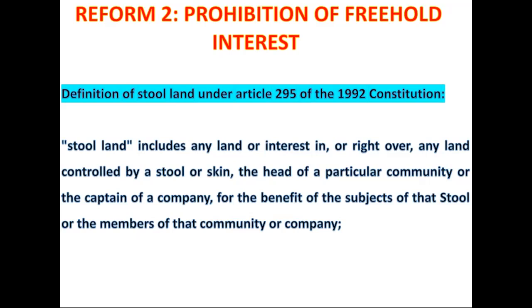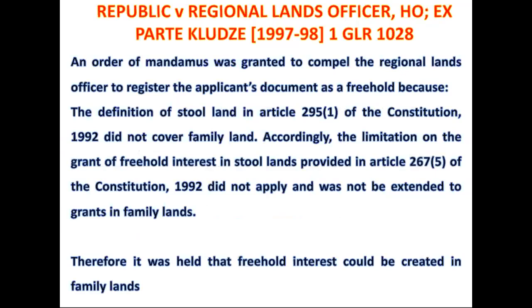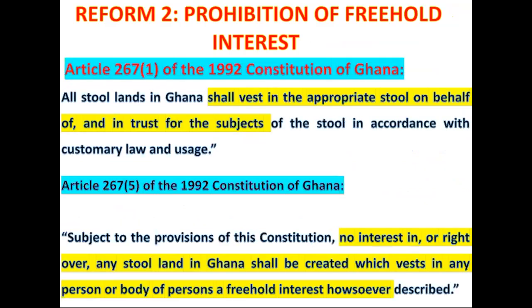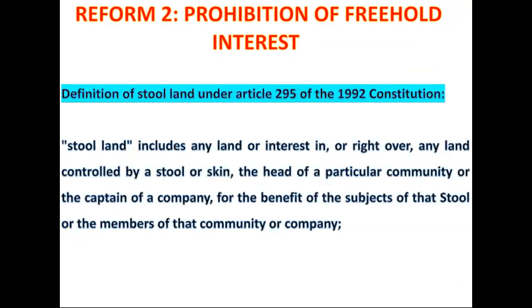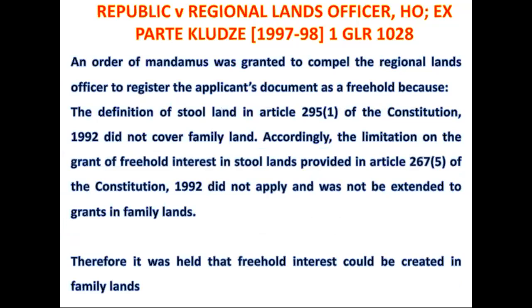And so there was this case of Republic versus Regional Lands Officer, ex parte Cluj, because at the time when people created freehold interests and sometimes wanted to register them, the Lands Commission would rely on Article 267 Clause 5 and say they would not register the interest. They would say that in Ghana, there is a prohibition on the creation of freehold interest. But what was being missed was that Article 267 Clause 5 only prohibited the creation of freehold interest in stool land.